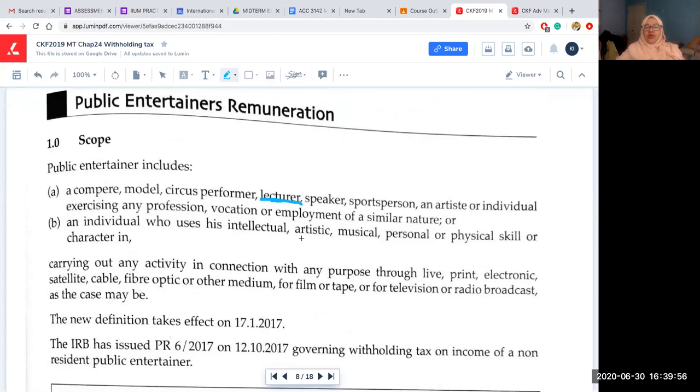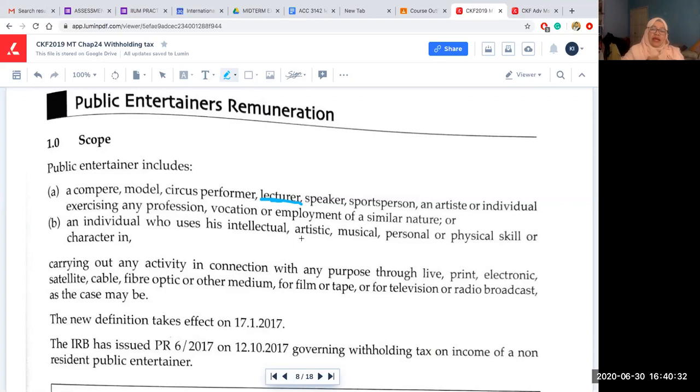So, assuming that I'm a non-resident person, let's say that I'm from Japan. No, not Japan, take another one. Must be in Malaysia too. Okay, assuming that I'm a Singaporean, a non-resident person, and I give a lecture to you and the payment as a lecturer is as a public entertainer. So I will not get the whole amount. I will only receive payment less 10%, so I will only receive 90% of the payment, right?